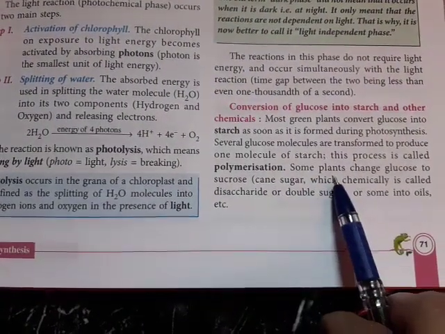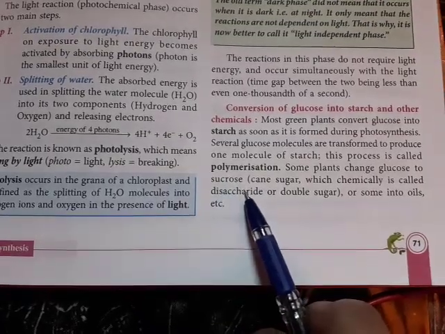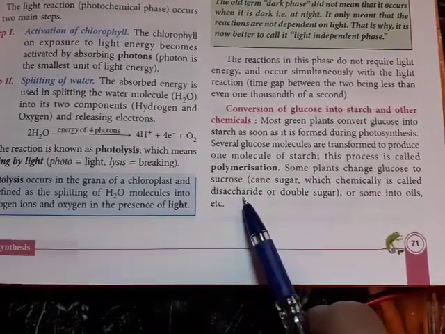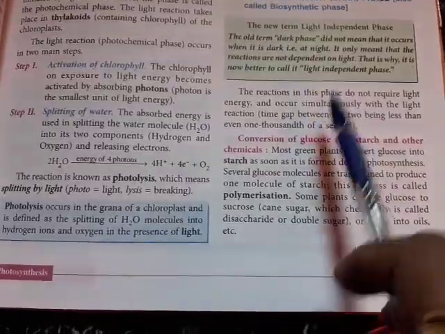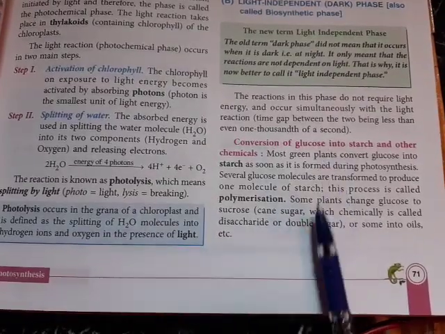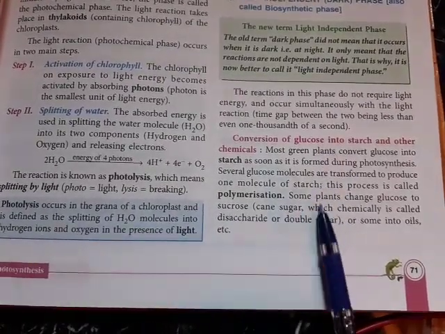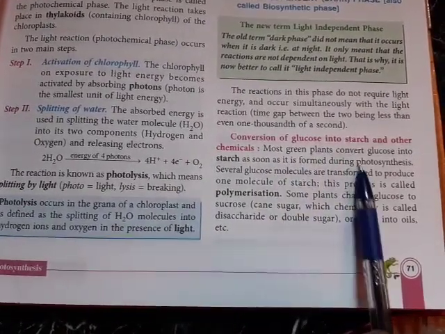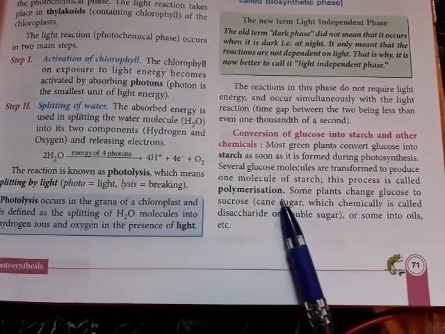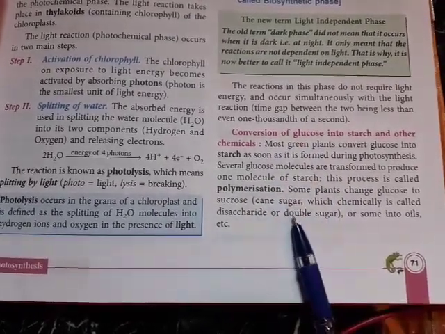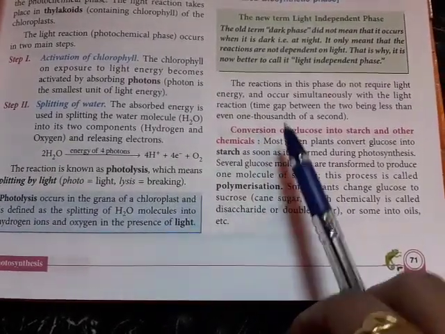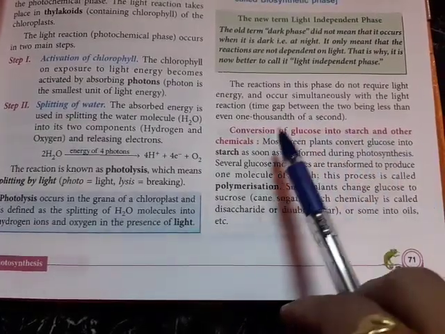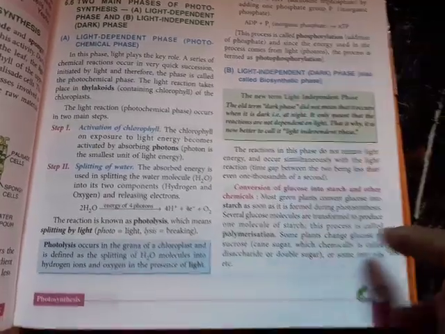And some plants will change this glucose into sucrose, that is cane sugar, which chemically is called a disaccharide or double sugar, or some into oils. So here we can say that these reactions are independent of light. That's why we are calling them the light independent phase. So green plants convert glucose, storing it in the form of starch, or else glucose is converted into sucrose or oils. So this is the conversion of glucose into starch and chemicals. Now these reactions do not require light, that's why they are called the light independent phase.